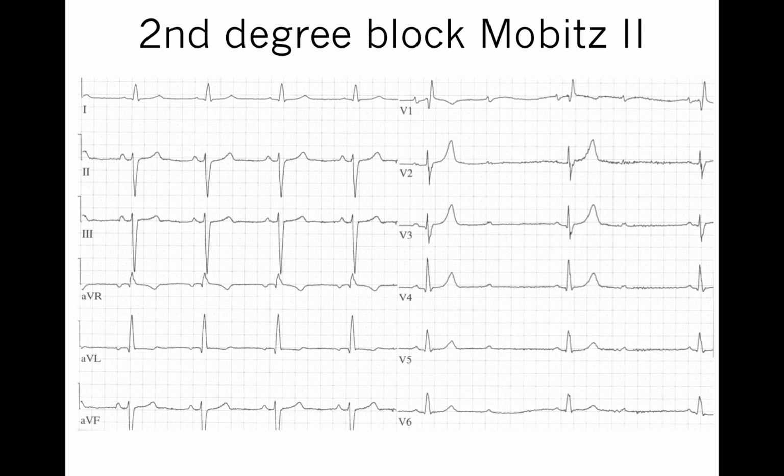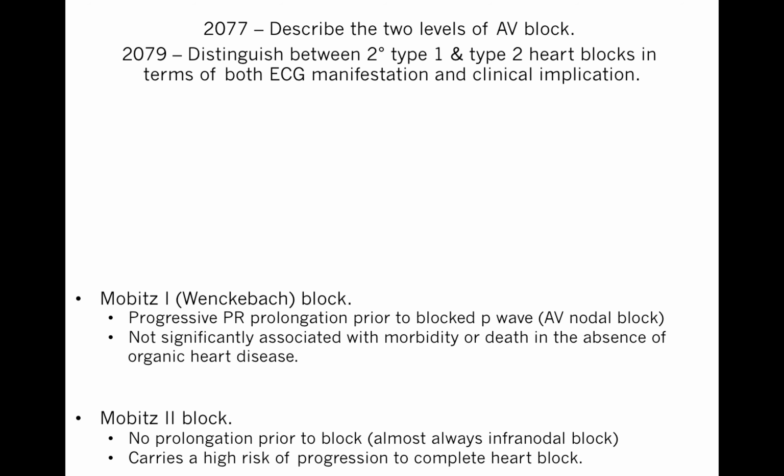The second type is Mobitz II. So second degree Mobitz II, and here we have a constant PR interval for all these beats. There is no prolongation, and suddenly there's a dropped P wave right here. Another P wave conducts, another P wave blocks. This is second degree type 2 AV block, also called Mobitz II AV block, and this has a high risk of progressing to third degree AV block, and thus has more serious clinical consequence.